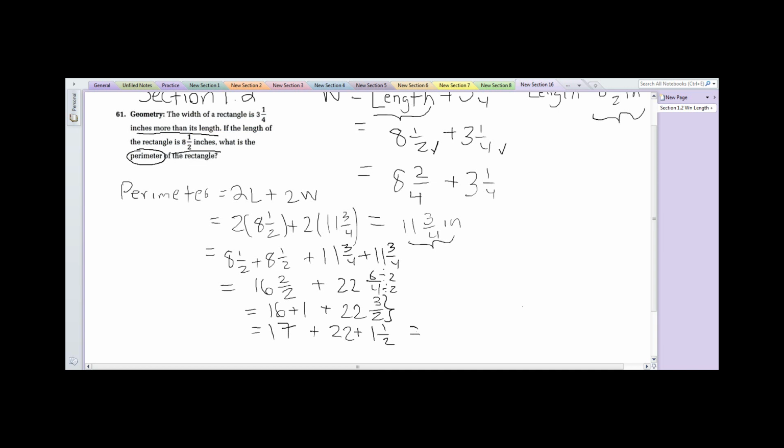Now, some of you probably think, well, 3 over 2 is not good because that's also 1.5. So if we add that all up, 17 plus 22 plus 1.5, we have 40.5 inches for our perimeter. And that is section 1.2, number 61.